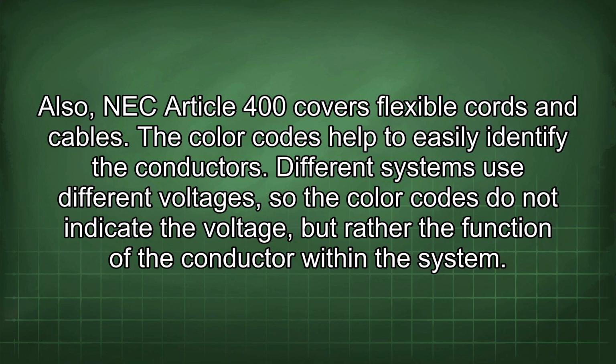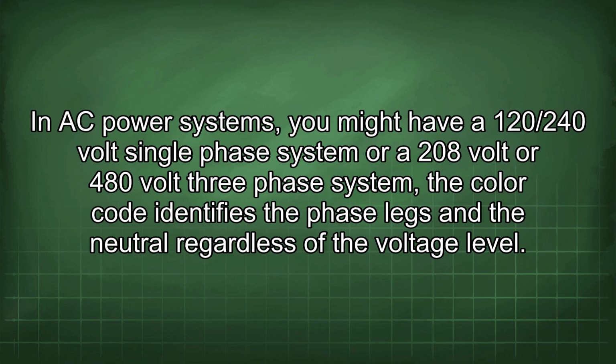Different systems use different voltages, so the color codes do not indicate the voltage, but rather the function of the conductor within the system. In AC power systems, you might have a 120/240 volt single-phase system or 208 volt or 480 volt three-phase system. The color code identifies the phase legs and the neutral regardless of the voltage level.